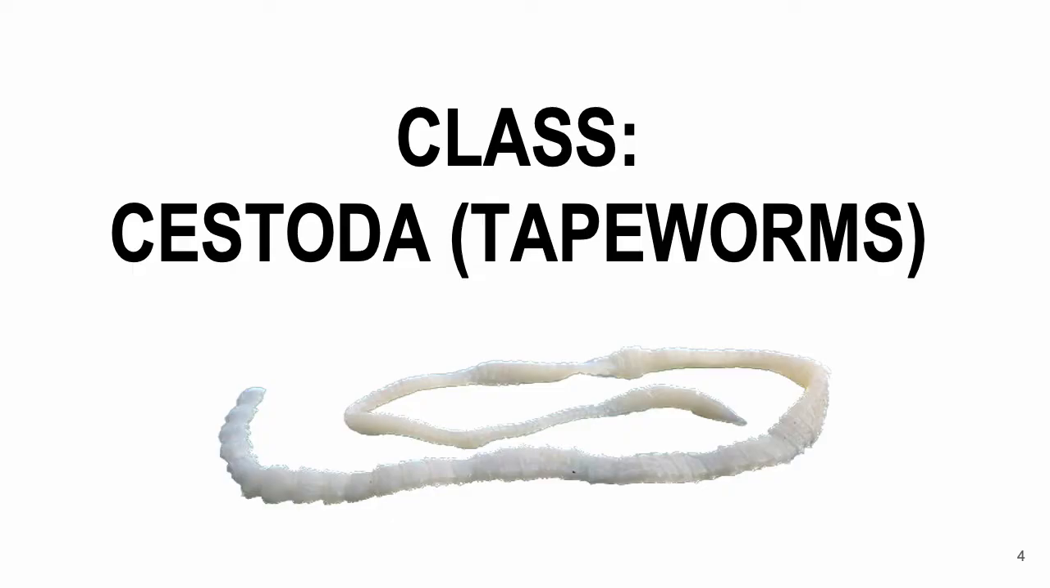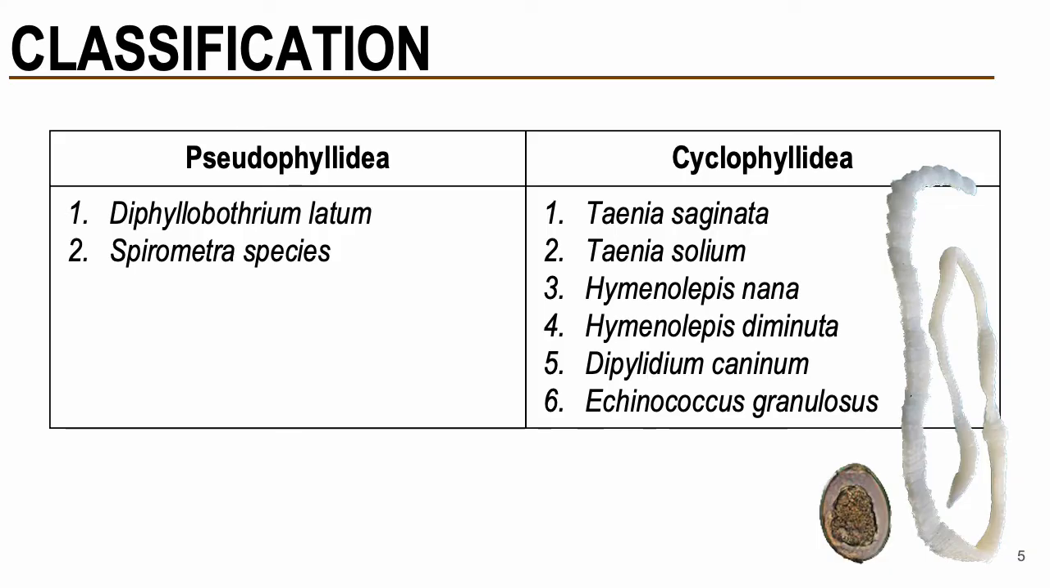So let's discuss our topic, the cestodes, or what we call the tapeworms. Here are all the specific parasites that we'll be discussing, which are classified into two categories, the pseudophilideans and cyclophilideans. Remember, although these are classified as cestodes, they are categorized into two separate categories due to the fact that they have different morphology and at the same time different life cycles.